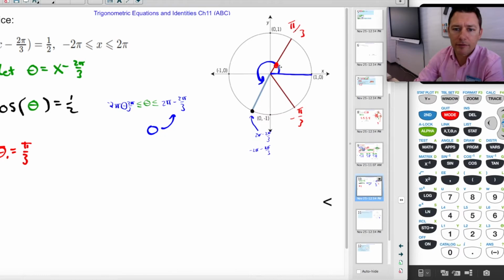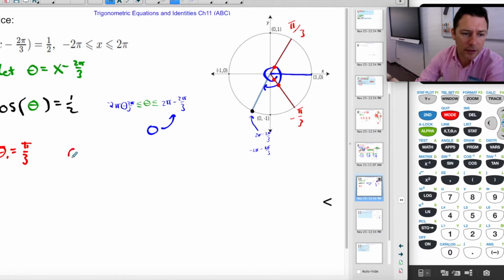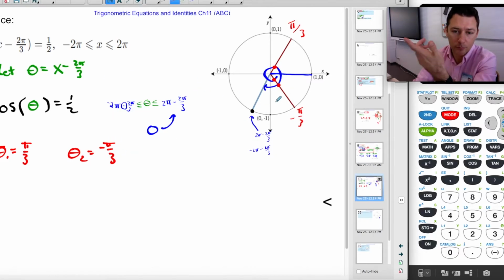On the negative side, if we go backwards, we're going to have to go backwards one full spin, that's 2 pi, and then minus 2 pi thirds more. So then we intersect here, here, here, and here again. So the first one, theta 2, is going to be negative 2 pi thirds, right? We don't have to call it a positive value because we're going backwards, right? That's what this is about.